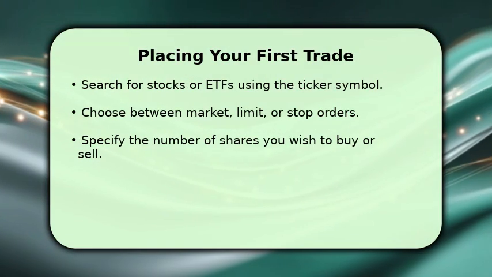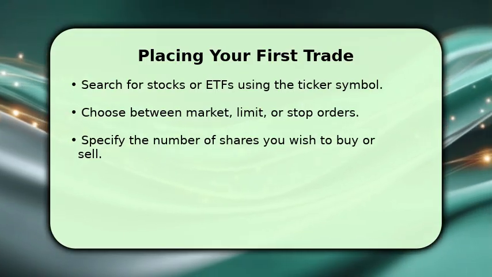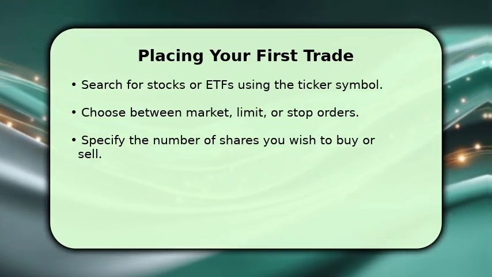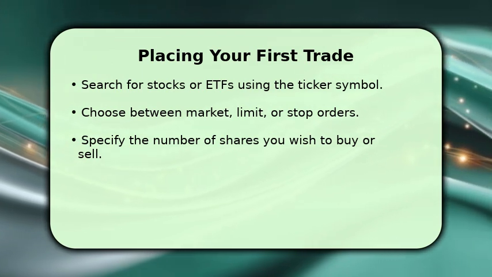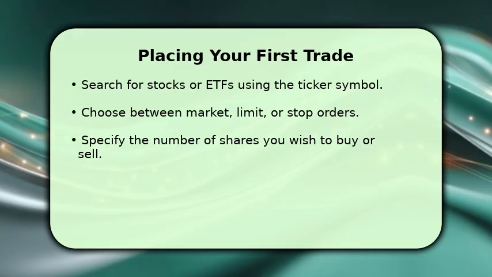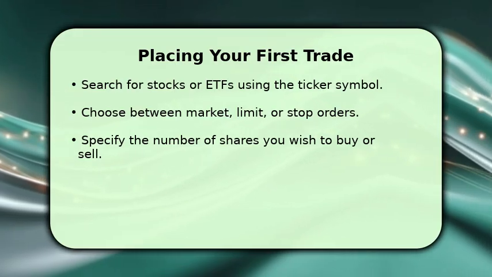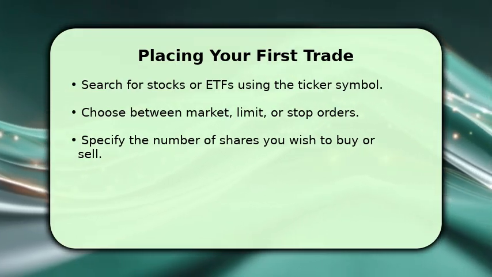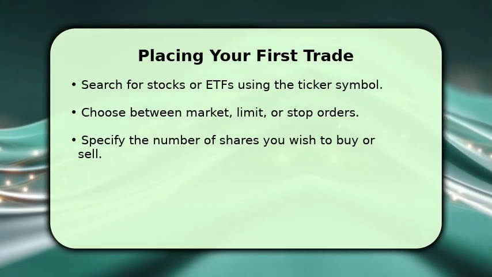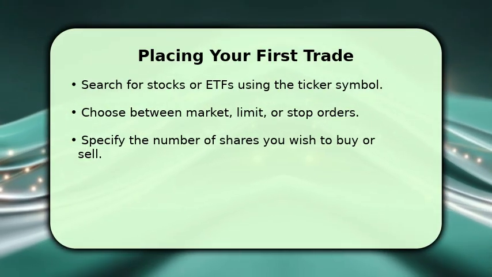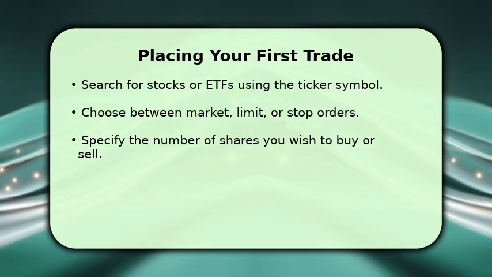To place a trade, navigate to the search bar and enter the ticker symbol of the asset you want. Select Trade and then choose your order type, such as a market order for immediate execution or a limit order to set a specific price. Enter the quantity of shares, review your order details carefully, and then confirm. It's a quick process once you get the hang of it.